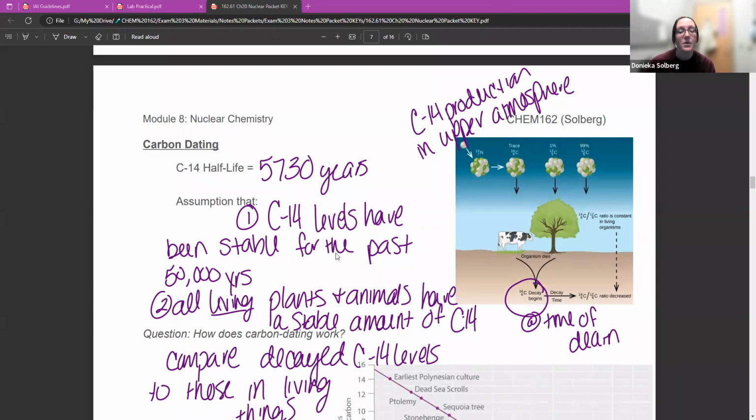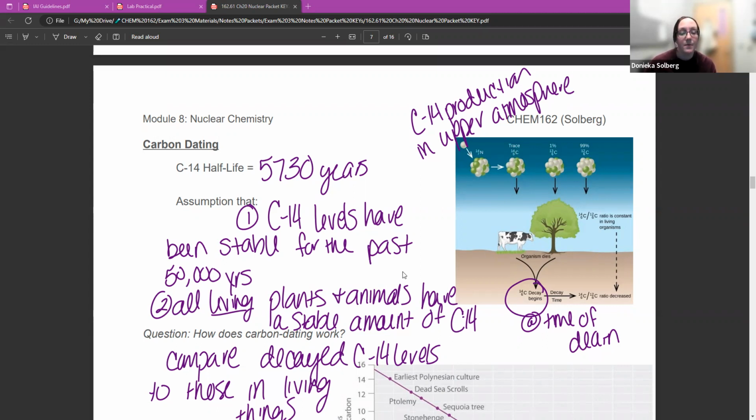Okay, so we make a couple of assumptions in order to do this dating. We assume that the C14 levels have been stable for the past 50,000 years, which they probably have. They probably have changed slightly, but not enough to actually affect the dating of things. And then our second assumption is that all living plants and animals have a stable amount of C14. Now that's just saying it's not like everybody has a gram of C14 or something like that. It's just like a ratio. The bigger the living animal, the more C14 they would have had. It is based on mass. Okay, so it's really like a ratio. We know the percentage of C14 in living things.